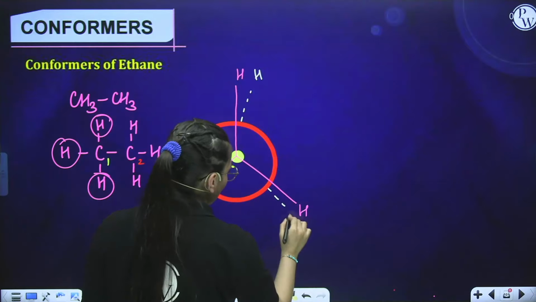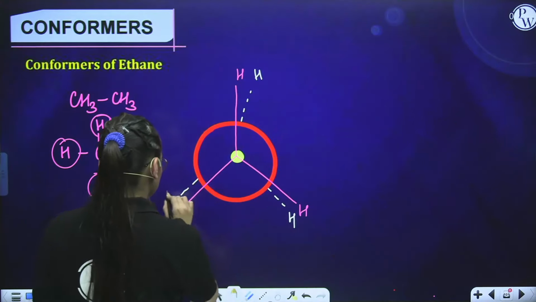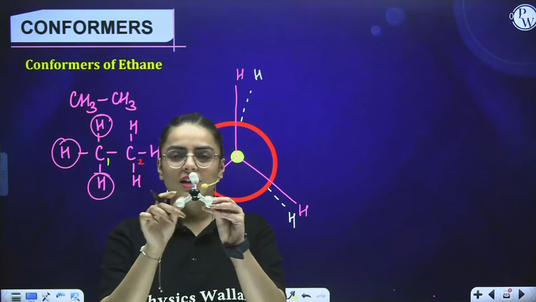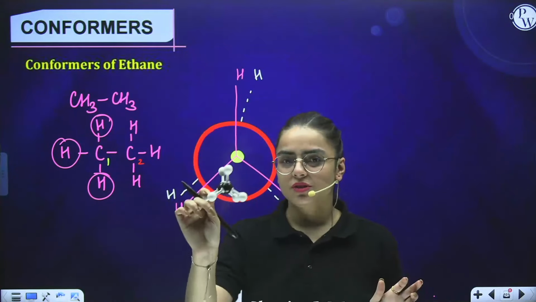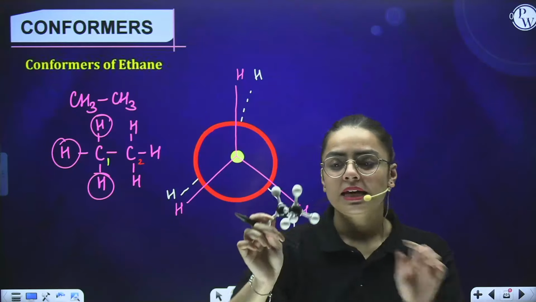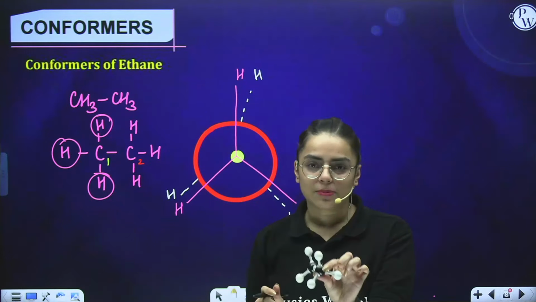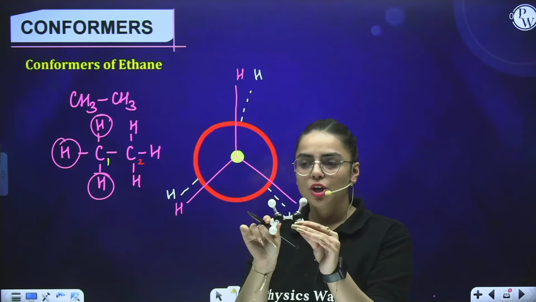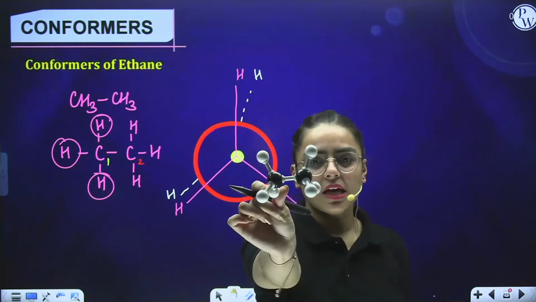Hydrogen, hydrogen, hydrogen. How does it actually look? It actually looks like this. Kindly observe this structure very carefully. The black ones represent the carbon atoms and the white ones represent the hydrogen atoms. I am showing you in this way so that it is more clear to you.